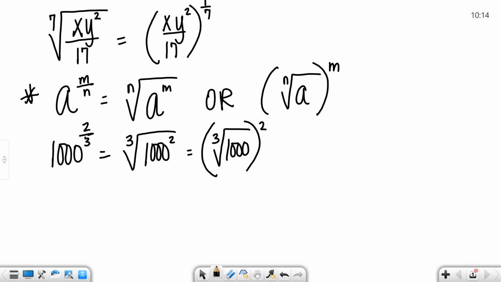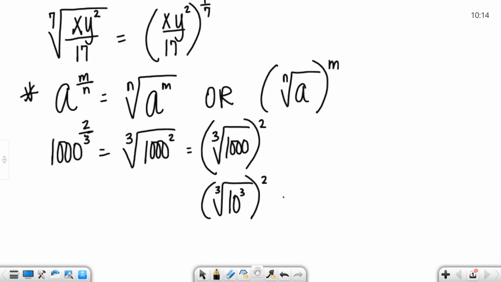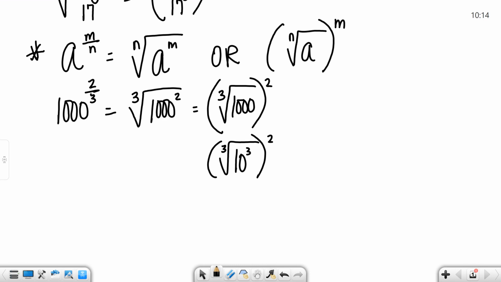Now, the reason I want to do that, I can do the cube root of 1,000. 1,000 is 10 cubed. So the cube root of 10 cubed is 10, and now it's still squared, which gives me 100.